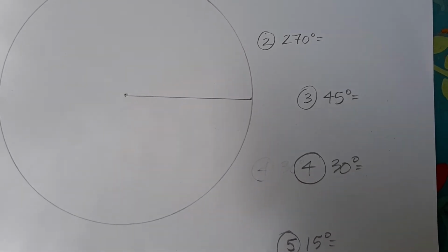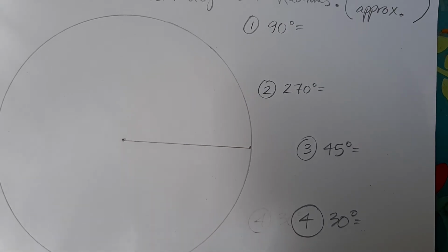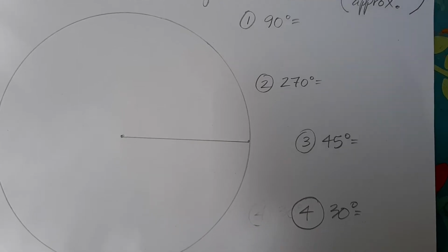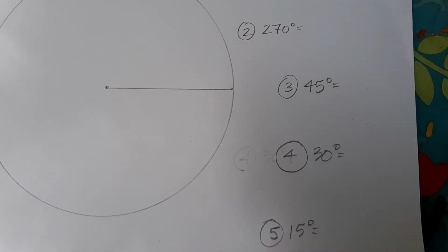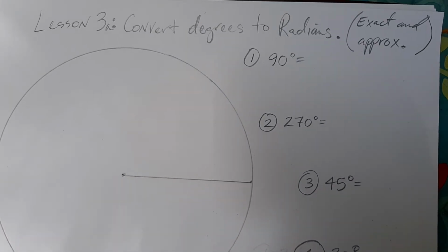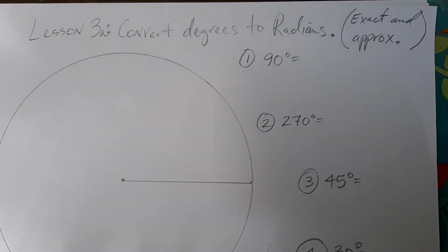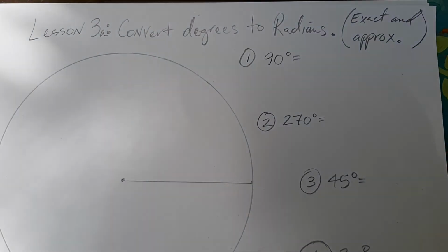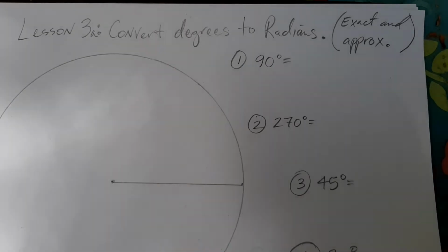So there's 5 here. Convert 90 degrees to radians, 270 degrees to radians, 45 degrees to radians, 30 degrees to radians, and 15 degrees to radians. It says exact and approximate, and this is good. So what does exact mean? And approximate to 1 decimal place, I think it says. So pause the video here, answer these 5, come back, and I will work my way through them, and I'll fill out this whole circle that I hope will help you a lot with this. Okay. Pause.